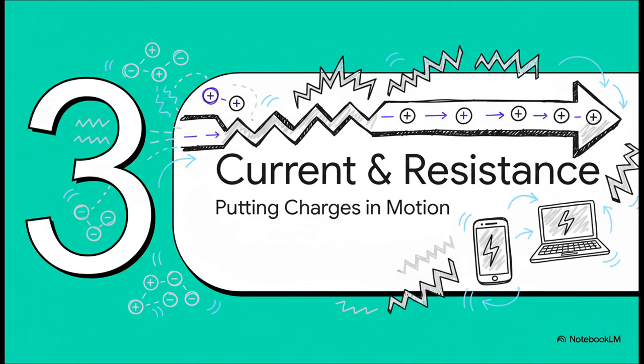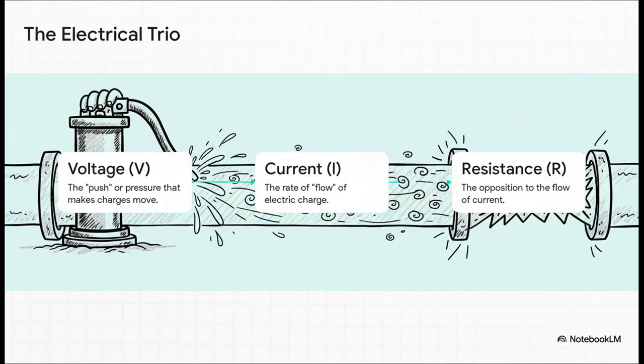When charges start to flow, we call that an electric current. And that's what we actually use to power things. Now, to really get this flow, you need to know about 3 key players. The easiest way is to think about water in a hose.